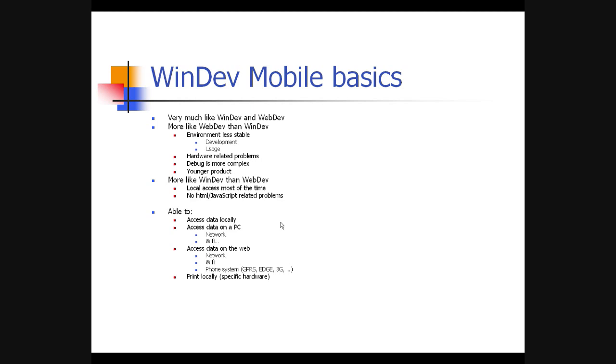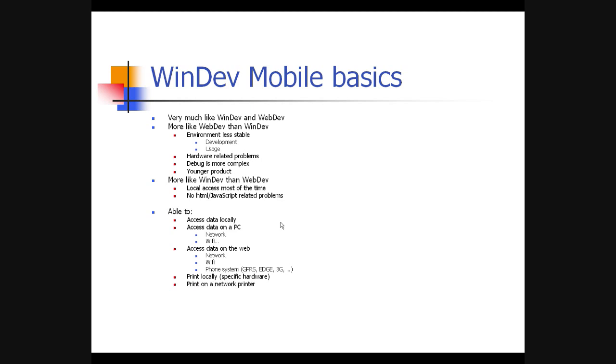WinDev Mobile program is also able to print locally on the mobile device if there is printing hardware connected to it, of course, and in that case it will be a specific hardware. This specific hardware is generally expensive and, well, it's obviously small and mobile, so you can print directly on it. You can also print on a network printer if you have access to the network once again.